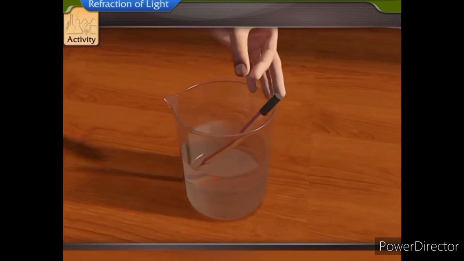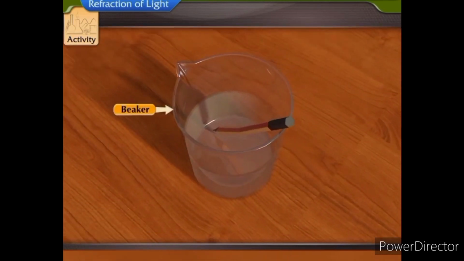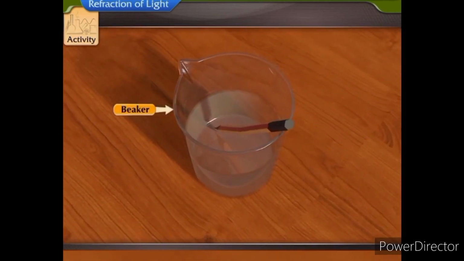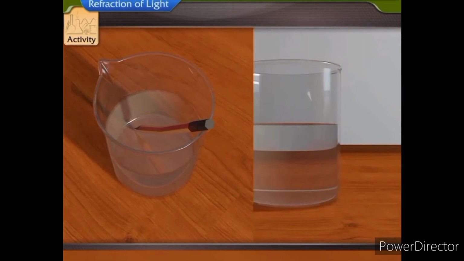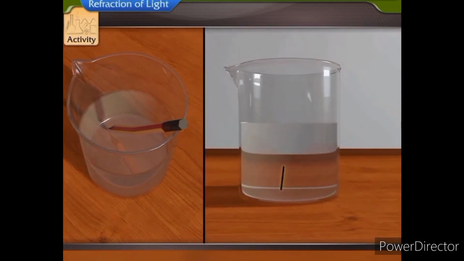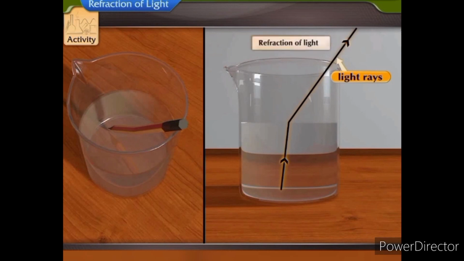Place the pencil obliquely in the beaker. What do you observe? You will observe that the pencil appears broken at the surface of water where the light rays emerge from water and enter the air. This happens because the light rays traveling from one medium to another change their direction of propagation. This phenomenon of light is called refraction of light.